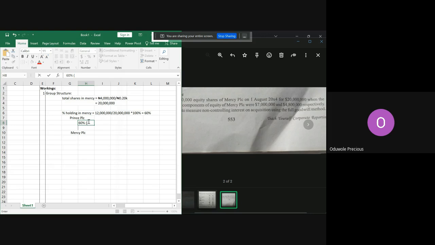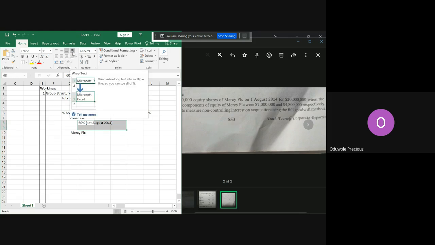Hello. Hello, you can see him, right? Yes. 1st August 20x4. Okay, let me merge and center this one. I'm trying to do it how it should look on a board. Sorry, I'm coming.